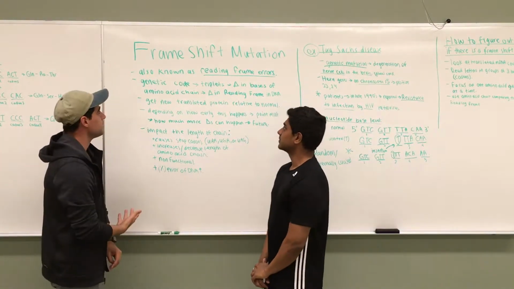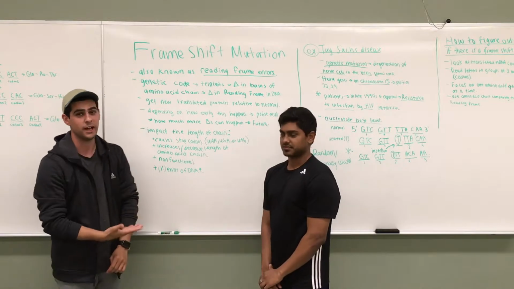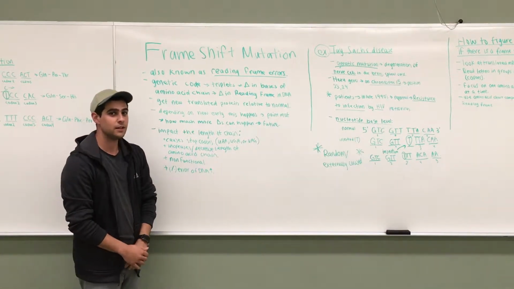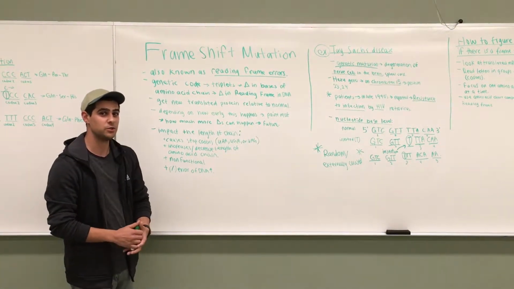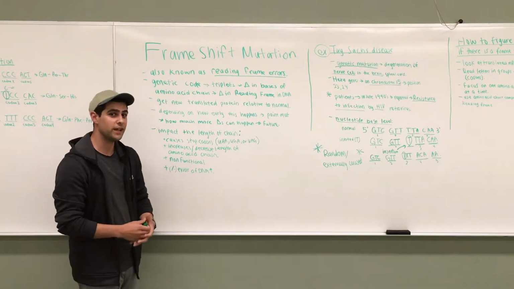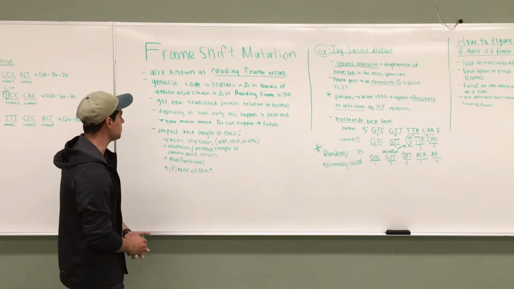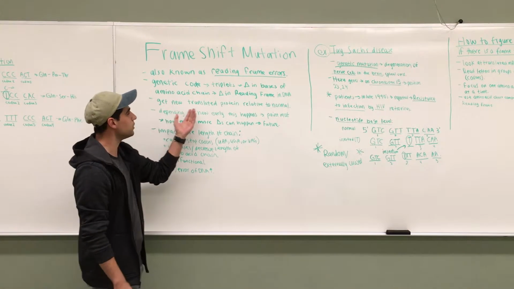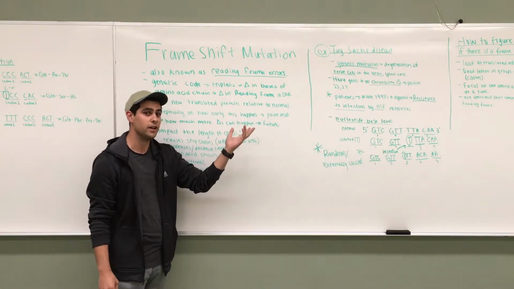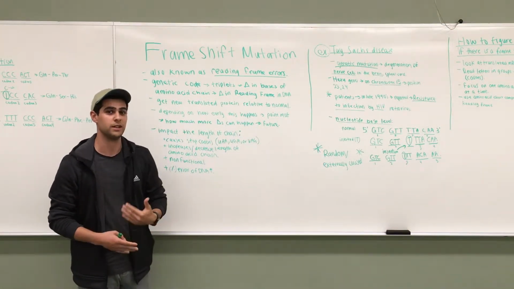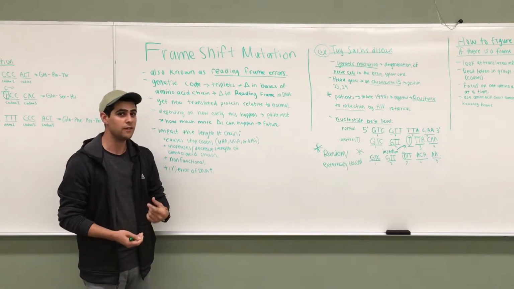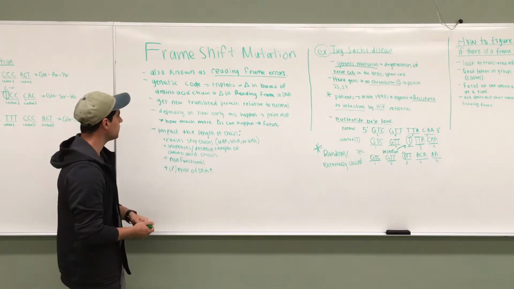And today we're going to be talking about a frameshift mutation and how it is caused. Frameshift mutation is a genetic mutation that occurs, which is a random change in the DNA sequence. It is also known as a reading frame error, and this reading frame error is caused by an insertion or a deletion of an amino acid.